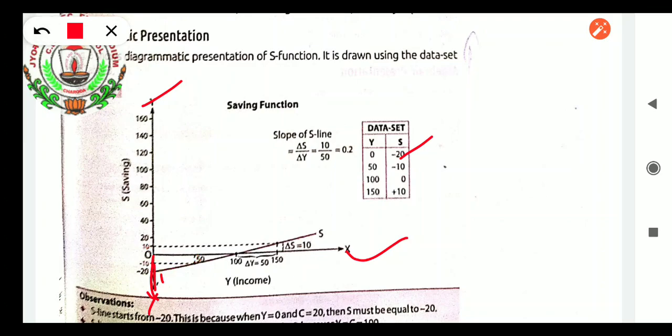Income line is not needed here, as you can see. C and S are there. As per the income, we started drawing the savings function. So savings started from minus 20, below 0. Connect all the savings according to the income. Definitely you will get points of intersection. Just join these points with a straight line, and you will get the S function line.